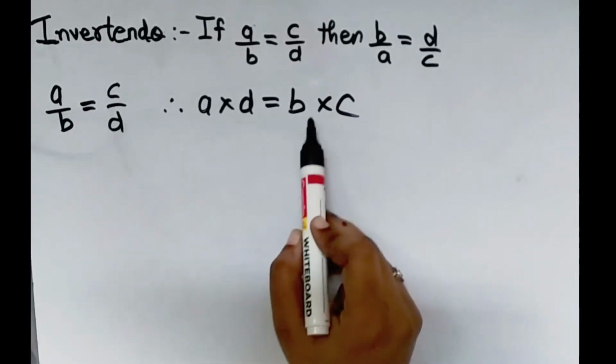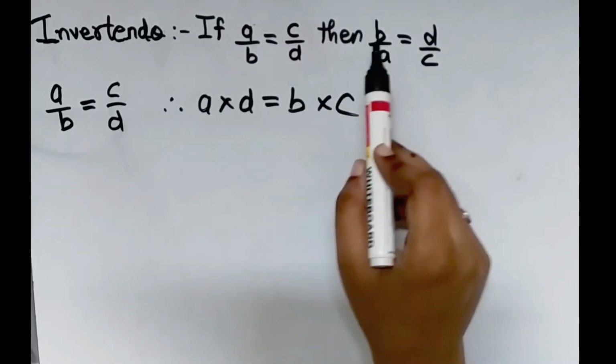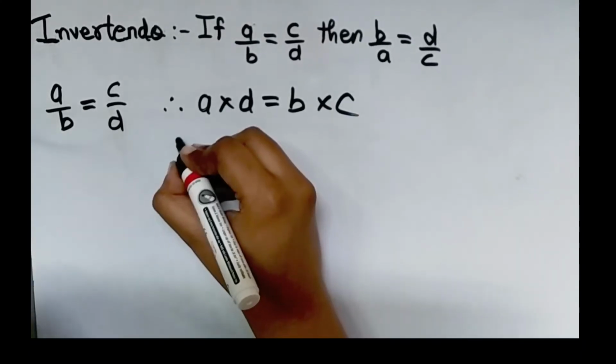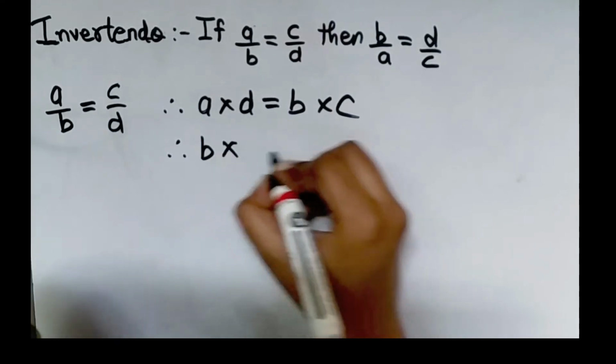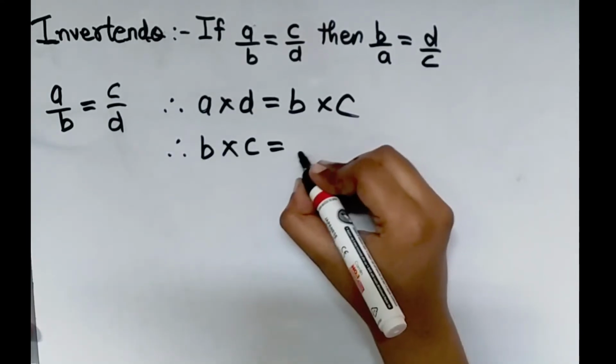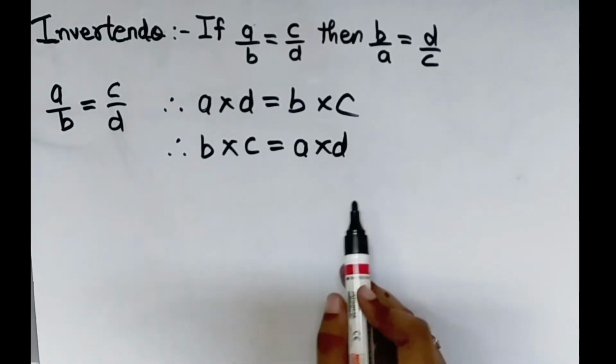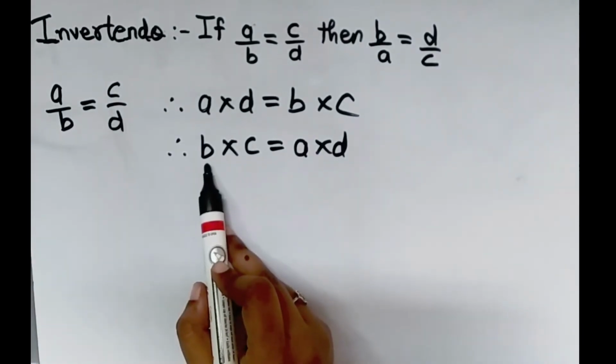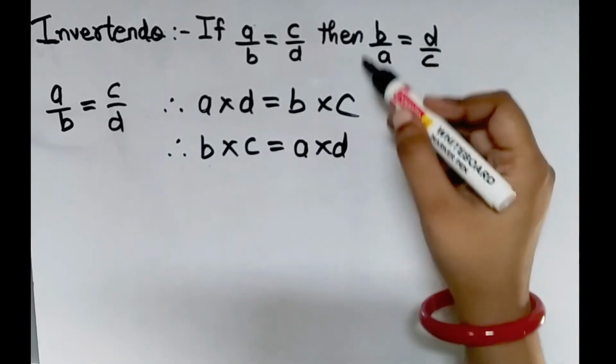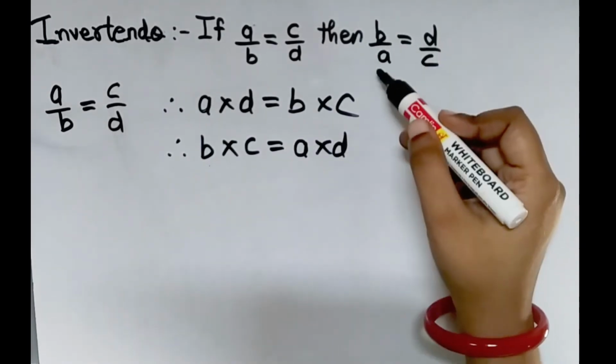Why? Because we want B in the left hand side in the answer. So therefore B into C equal to A into D. We have just interchanged the terms. Now here in the left hand side we got B. Now see what we want here. B upon A we want.